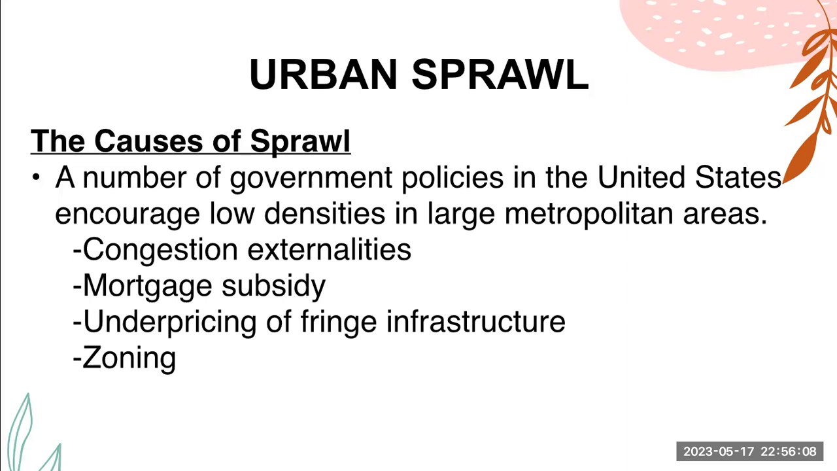Next, a policy that encouraged low densities in the US is the mortgage subsidy. In the US, interest on housing mortgages is a deductible expense for federal and state income taxes, thus providing a subsidy for housing that increases housing consumption. Land and housing are complementary goods, so the mortgage subsidy increases lot sizes and decreases density.